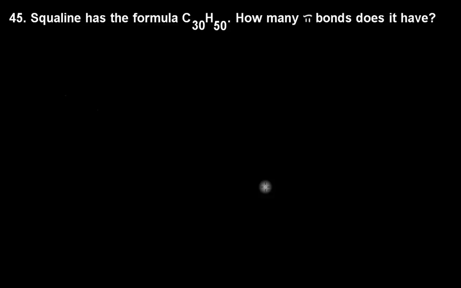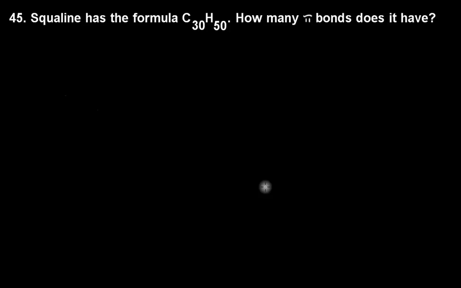Okay, so question 45 asks you for this molecule squalene that has a particular formula. How many pi bonds does that molecule have? Please notice that the question is not asking you what is the structure of squalene, how many triple bonds does it have, how many double bonds does it have. It's asking you very simply just, how many pi bonds. So that could mean almost anything.